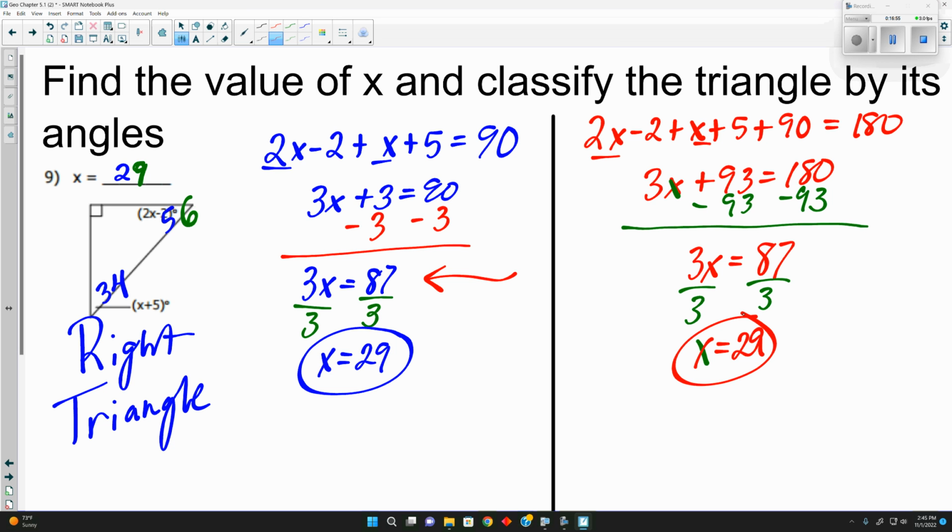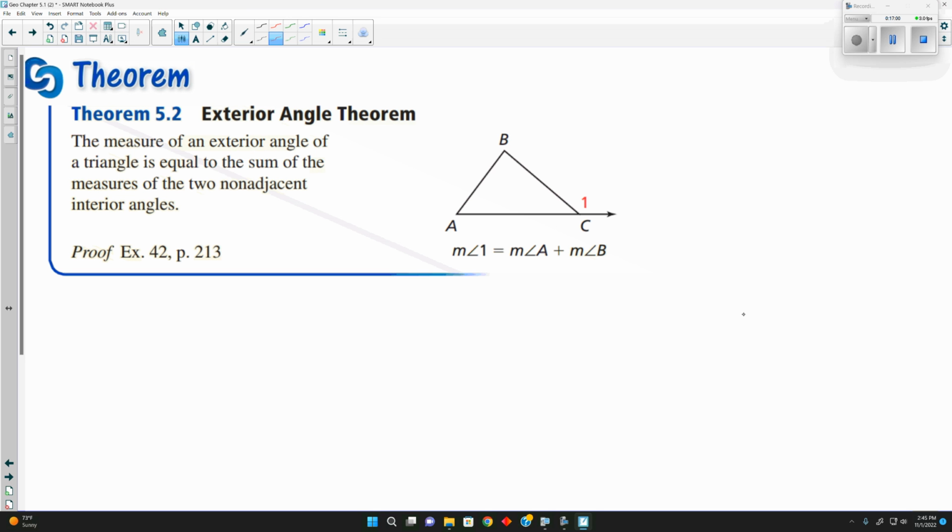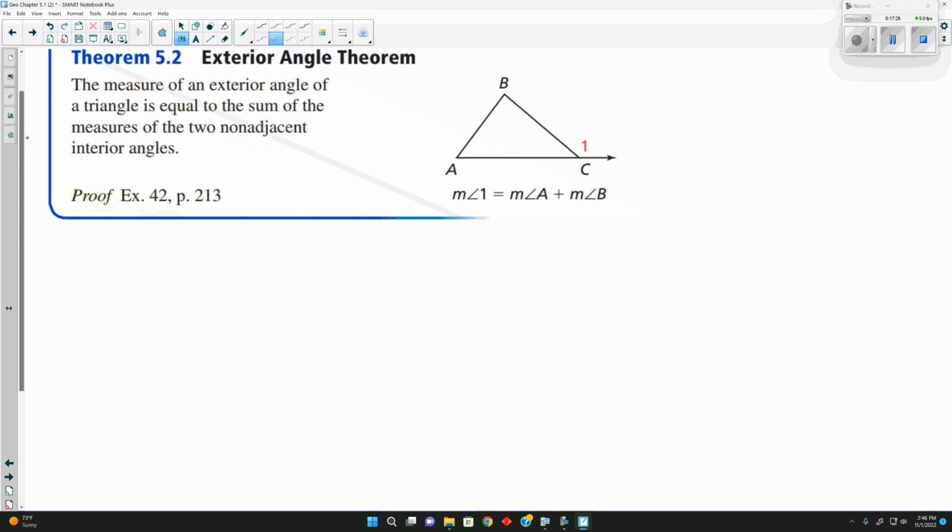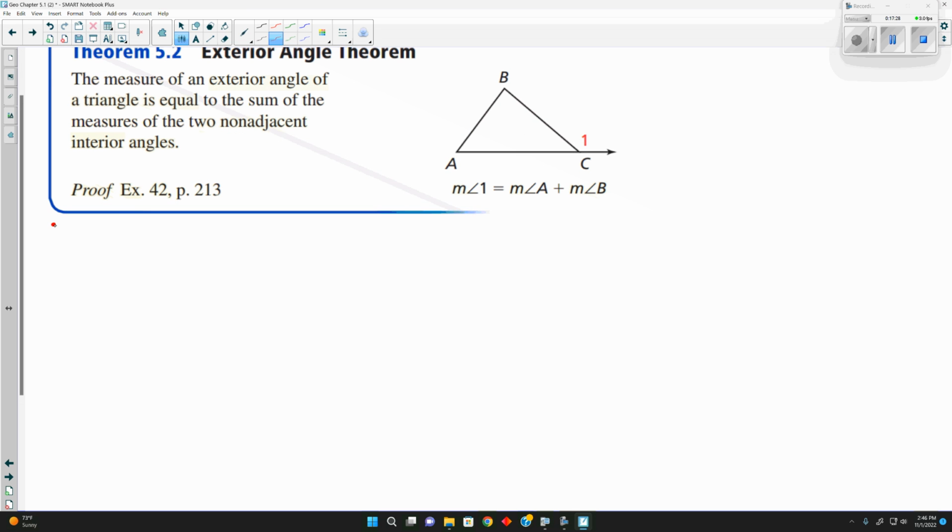Questions on this here? Let's look at the next theorem, the exterior angle theorem. The sum of the exterior angle is equal to the sum of the opposite two interior angles. The exterior angle, so the measure of angle 1 here, is equal to the sum of the opposite two interior angles. Now this one here is very interesting, especially how this works. And I will go through and kind of show you how this is true.